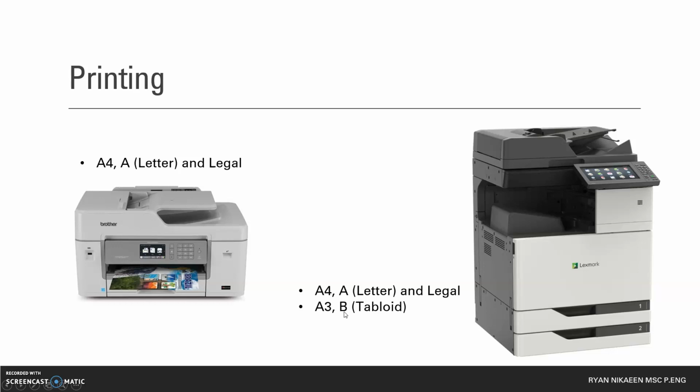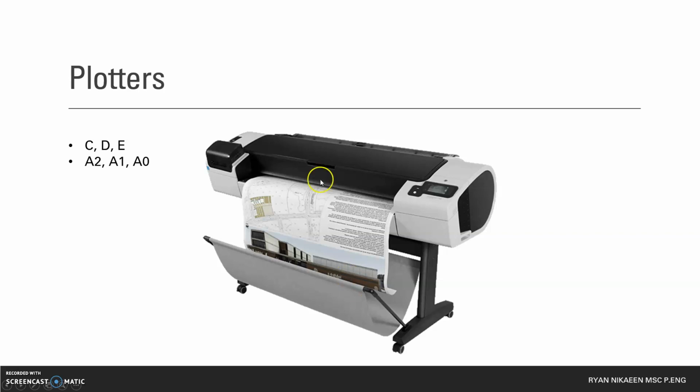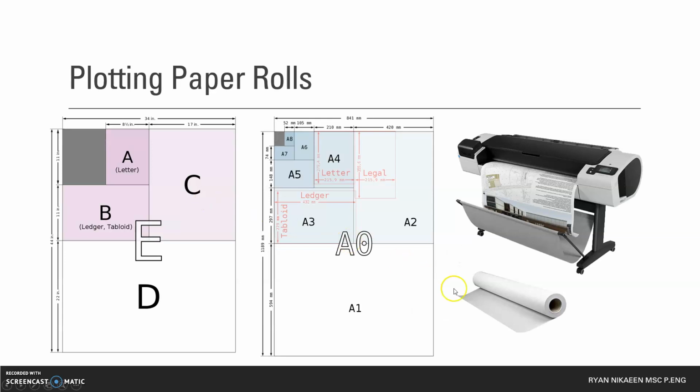So now the question is, what if we want to print larger sheets? What should we do? The answer is plotters. So what do plotters do? They plot C, D, and E, A2, A1, and A0. How does a plotter work? We load a sheet, a roll, and the width of that roll, if you are in North America, is 34 inches.